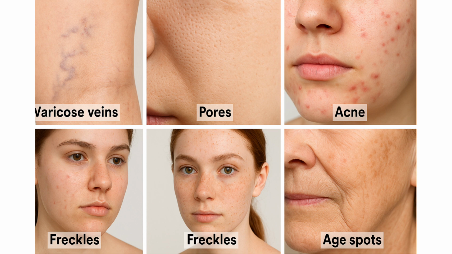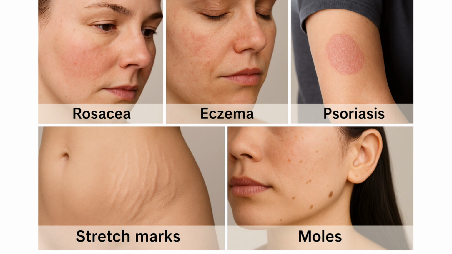Freckles, small brown spots on the skin, often from sun exposure. Example: she has cute freckles across her nose. Age spots, flat brown spots that appear on the skin with age. Example: age spots are common after the age of 50. Let's look at image 3 now.